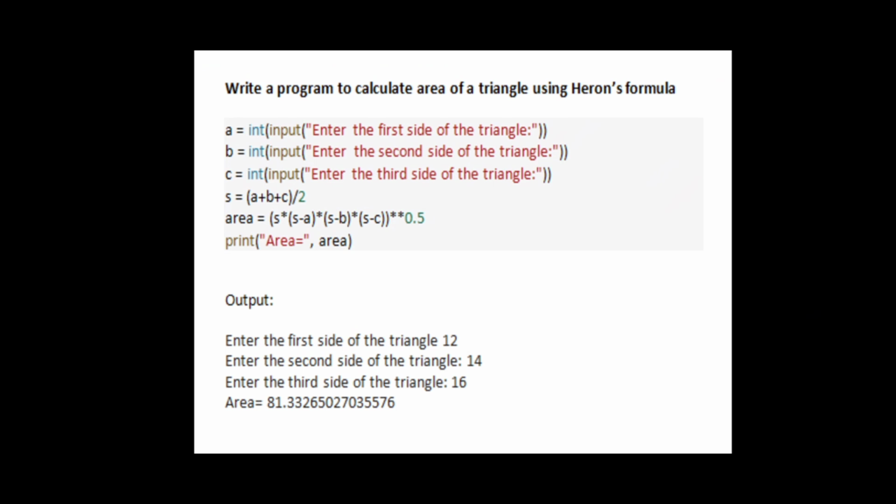The first side of the triangle we put in the variable A and that should be integer type. The second side of the triangle we put in the variable B, integer type. The third side of the triangle we put in the variable C, integer type. Then S equals (A plus B plus C) by 2 and area equals S into (S minus A) into (S minus B) into (S minus C) whole to the power 0.5. That's why double asterisk 0.5. Then print area equals area.